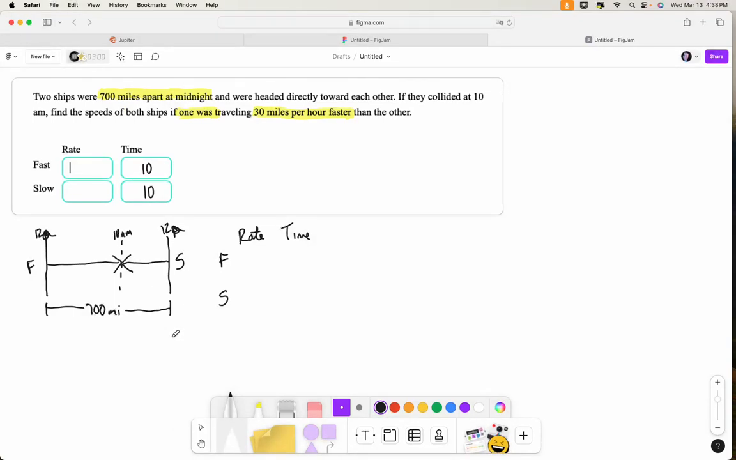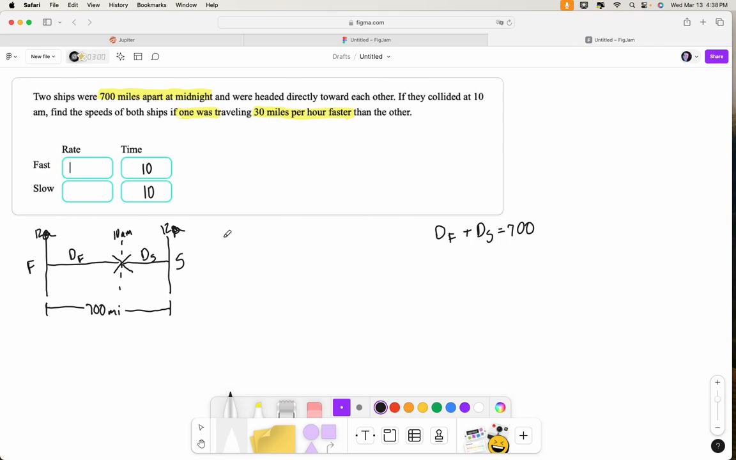So we can go ahead and write our equation that the distance of the fast one plus the distance of the slow one is equal to 700. We can see that right away. The distance of the fast plus the distance of the slow is equal to 700. Right? The time of both, actually, I'm not going to do that here. I'm just going to do that up here because then I don't lose this space. So now let's think about their speed, their rate.